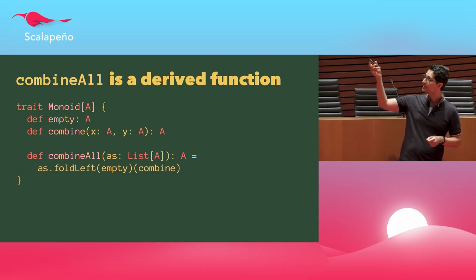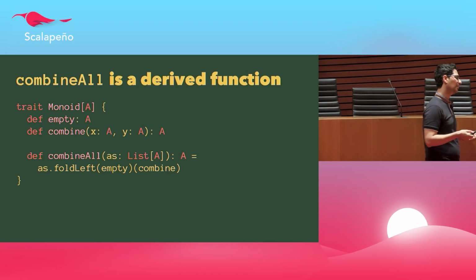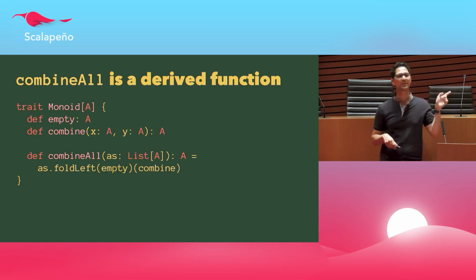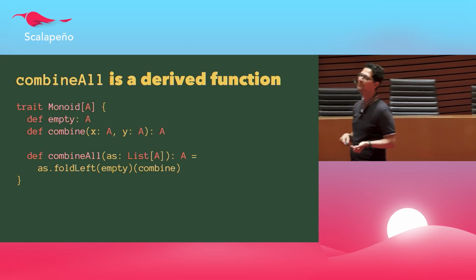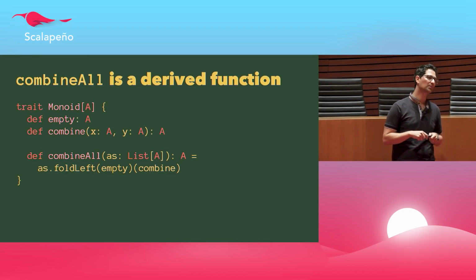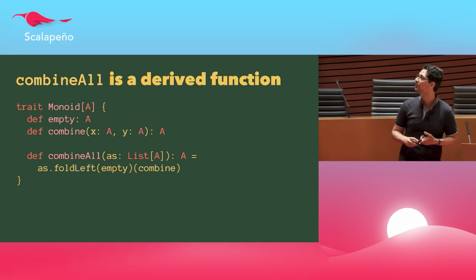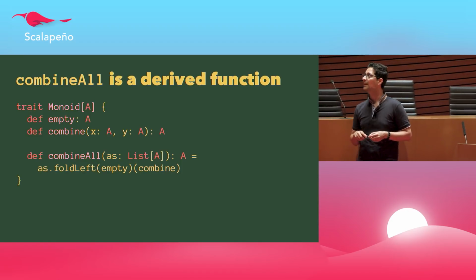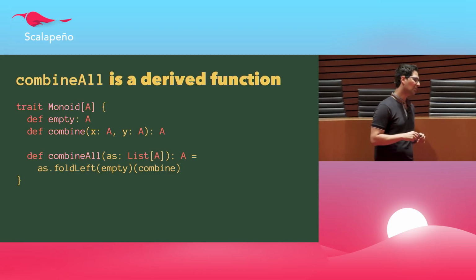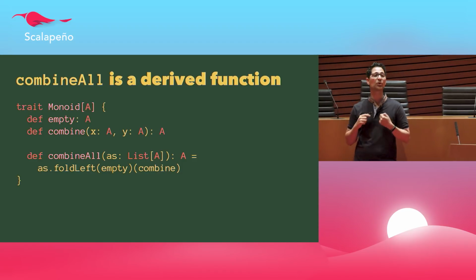I just want to show you the implementation. You don't have to implement it, because you get it for free, but that's the way to implement it. Think about parametricity, what we talked about before. How many ways could you implement this combine all function? Well, not so many. You know you have to use this empty and combine. Look at this function. It's only defined in terms of these two abstract methods, empty and combine. You know you have to use them.